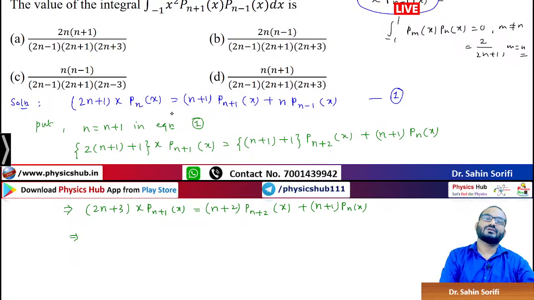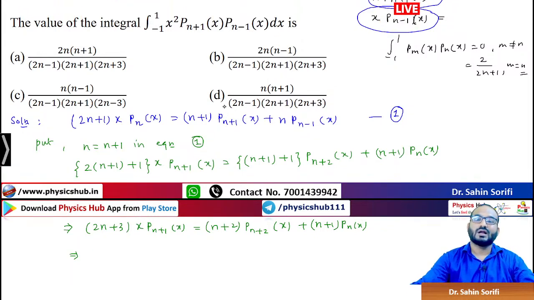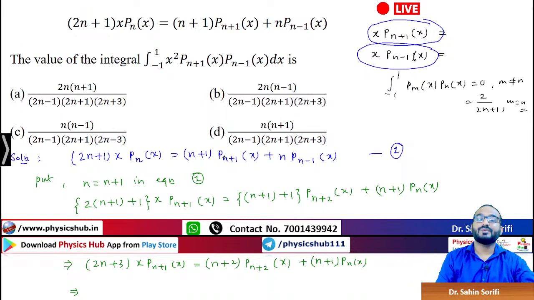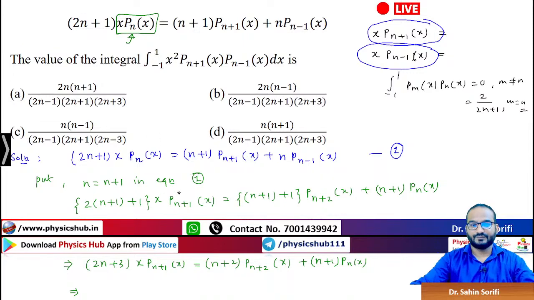You can ask me, sir, Pn plus 1 was there on the right hand side also, why you are not taking this? Because we don't need Pn plus 1(x), we need x times Pn plus 1(x), which is there. That is why we are operating n equals to n plus 1 or n equals to n minus 1 here. Although we had Pn plus 1, Pn minus 1 available, but x times Pn plus 1(x) is there only on the term on the left hand side. That is why we have done this.